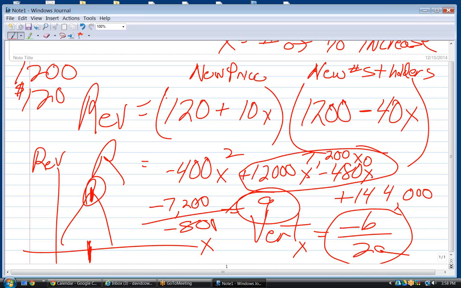Yeah. So you, okay. Negative b should be minus 7,200. Yep. All divided by 2a, which should be minus 800. And you get 9? Yeah. So that equals the axis of symmetry? That's the axis of symmetry.